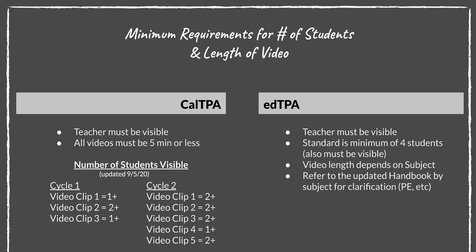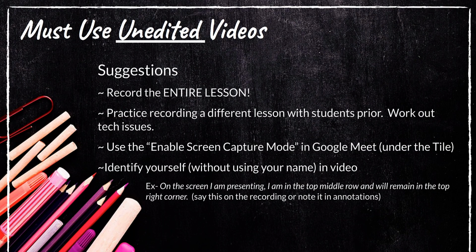For the EdTPA, the teacher must be visible, and there must be a minimum of 4 students that also must be visible. The video length really depends on the subject. Refer to the updated handbook by the subject for clarification. Each individual single subject has their own handbook, for example, PE, science, math. For both TPAs, the candidate must use unedited videos.